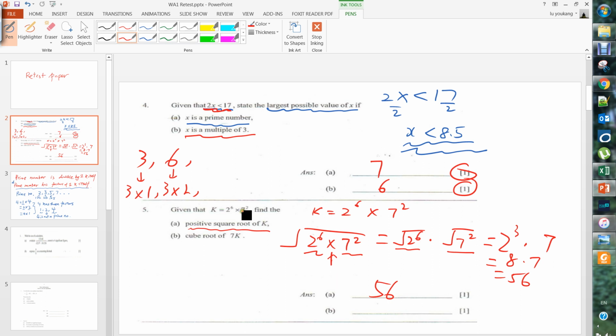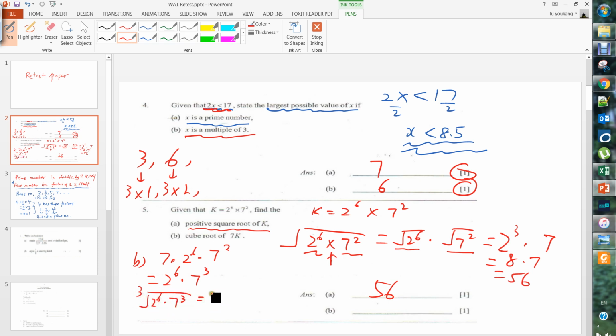Okay, for part A, for the cube root of 7k, right? So what do you do? You do this. You just do 7 times the k, which is this. And then what do you get? You get 2 to the power of 6, and then 7 to the power of 3. And after that, you just give it a cube root.